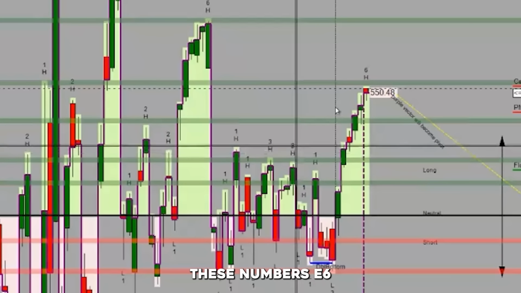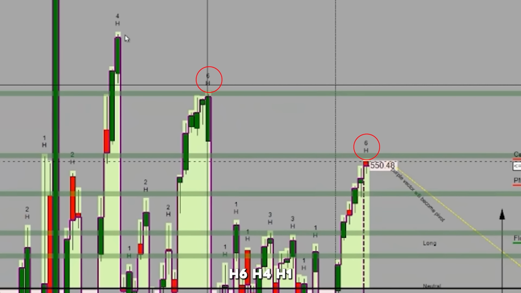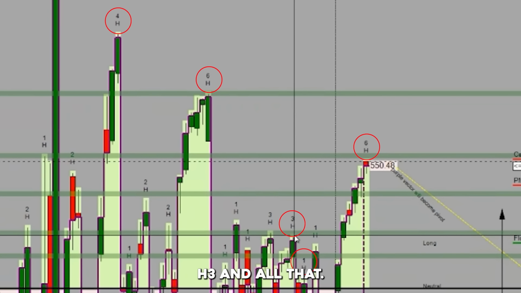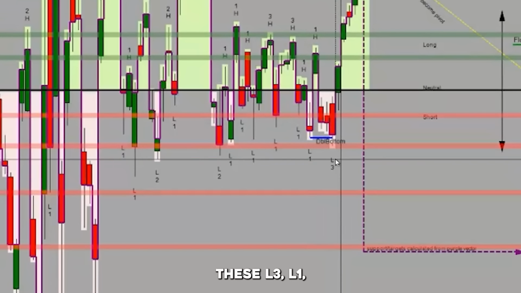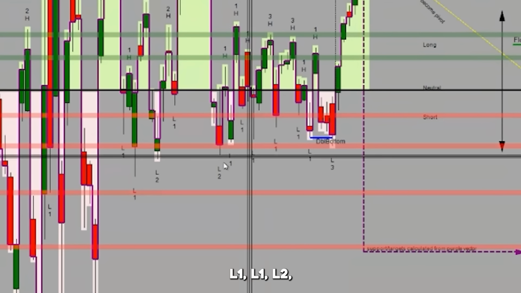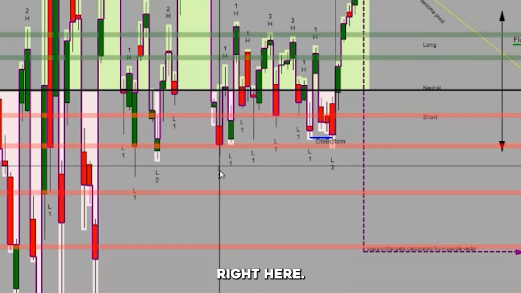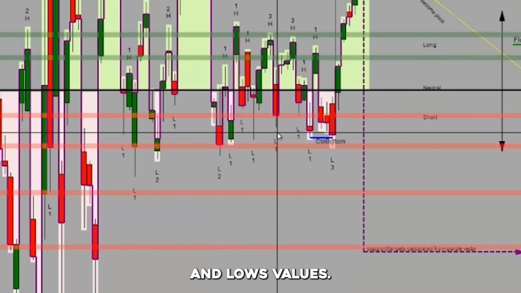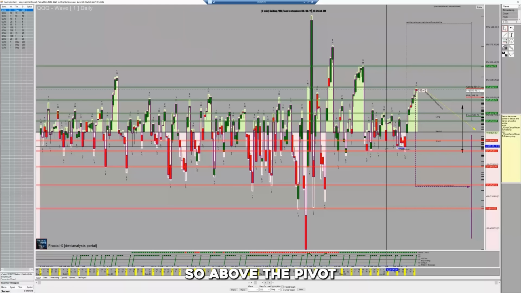So basically, you see these numbers at H6, H4, H1, H3, and all that, and you see these L3, L1, L1, L1, L2, all these right here. So these are highs and lows values. Above the pivot, which is bullish, you form the highs. Correct? Does that make sense? Above the pivot, it's bullish, so you form highs, right?